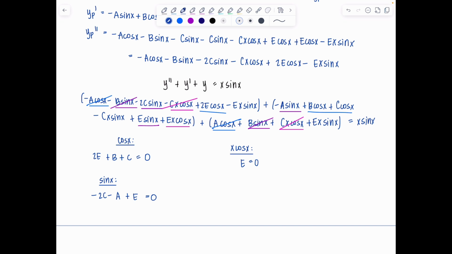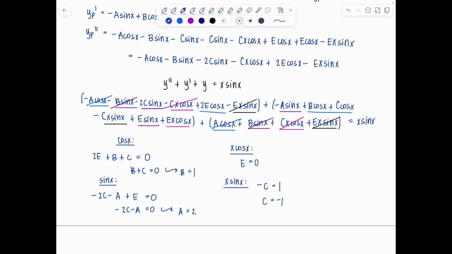So if E is 0, then B plus C is 0, and negative 2C minus A is 0. Okay. And then x sine x, that better be everybody else. x sine x, and then these cancel. So these are gone. So negative Cx. So negative C is 1. So C is negative 1. So if C is negative 1, then A is 2 and B is 1.